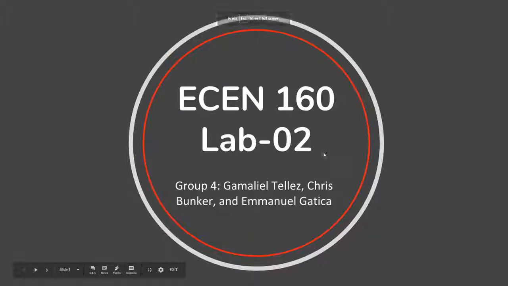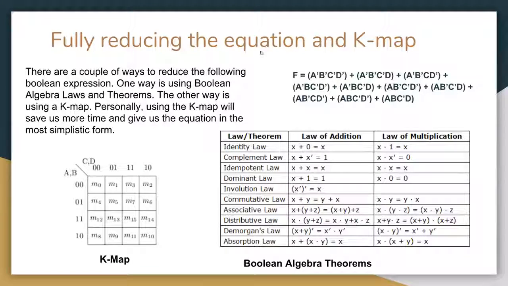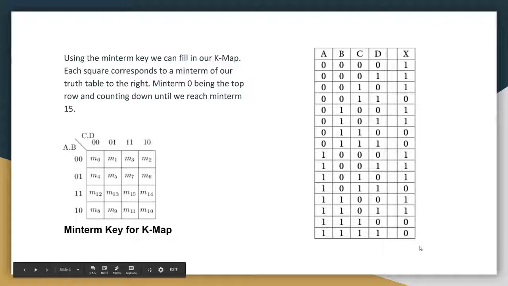Our group was assigned Lab 2. In this lab, we were given a truth table and we were supposed to create a Boolean equation and display that equation in circuit form. The easiest way to do this is, where every output equals 1, we write down each of the terms. Taking that, we can then reduce the equation using K-maps and/or algebra theorems.